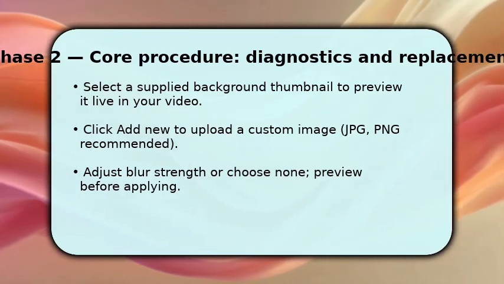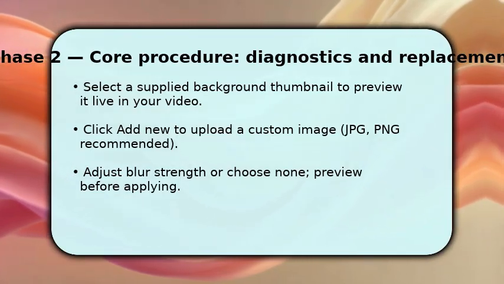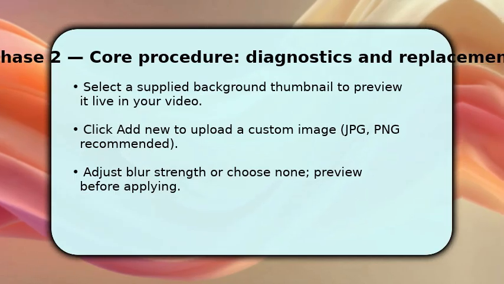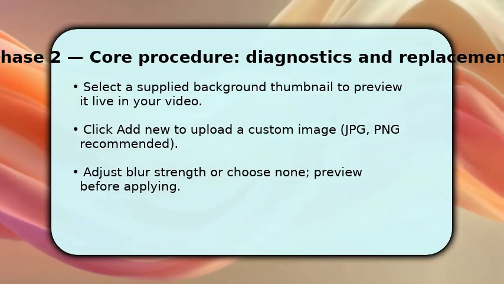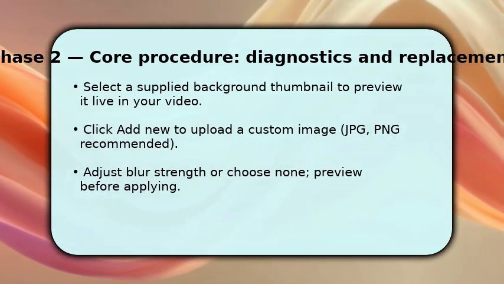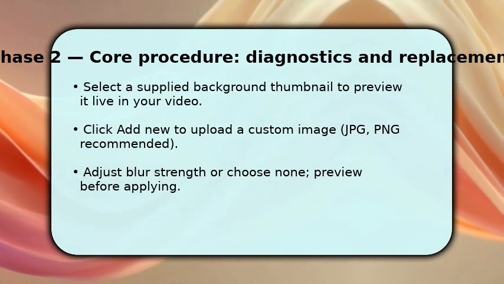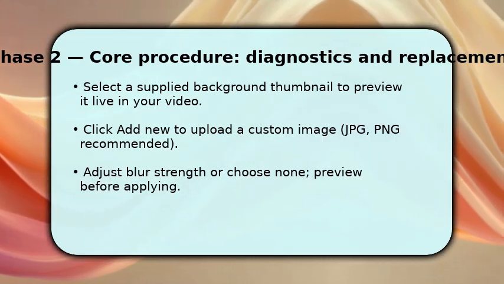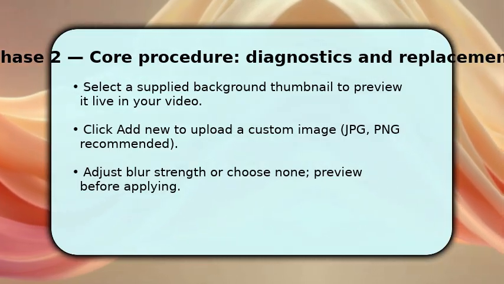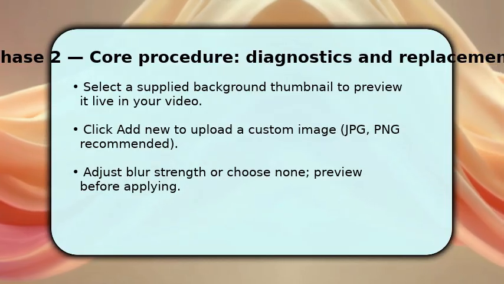If none fit, click Add New and upload a JPG or PNG. Teams will process it and show a preview. You can also use the blur option to keep edges soft when you don't want a full image. This helps reduce background distractions. Make sure the image is appropriate for meeting size and contrast so it looks natural on camera.